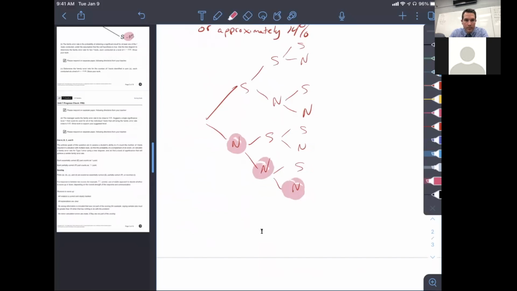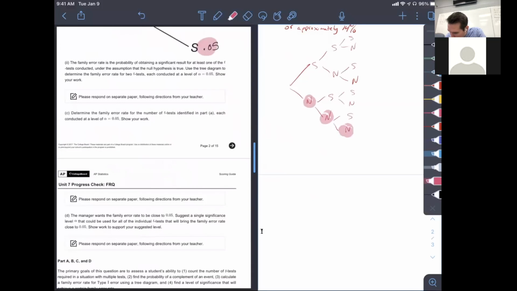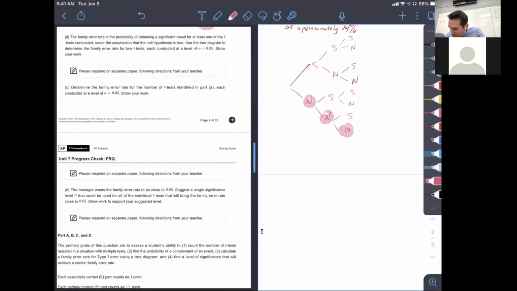Last part, part D. The manager wants the family error rate to be close to 0.05. Suggest a significance level for alpha that would be used for all the values of the individual t-tests that will bring the family error rate close to 0.05. Okay, so what we saw in this case was that our error rate at a 0.05 level was about 14%. So I want that to be lower. So obviously, I want a lower alpha level. So for part D, reduce alpha to reduce error rate.